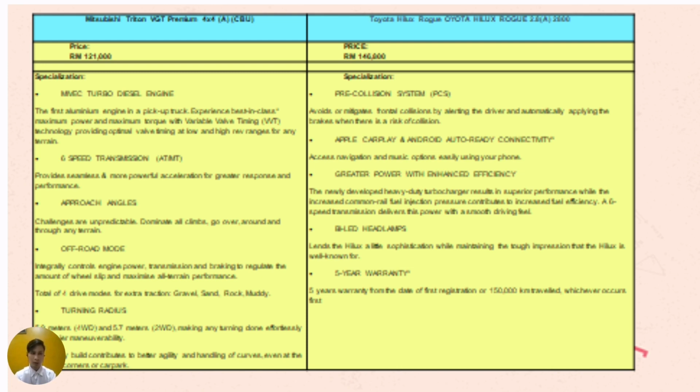For specification, the Mitsubishi Triton has a VGT turbo diesel engine, 6-speed transmission, approach angles, and off-road mode, which means the car can drive even on a hard road like a jungle. And lastly is the turning radius. Okay, for the specification of the Toyota Hilux, first is Apple CarPlay, greater power, and BI-LED headlamps, so it has more lighting than the Mitsubishi Triton. And lastly, we have a 5-year warranty.